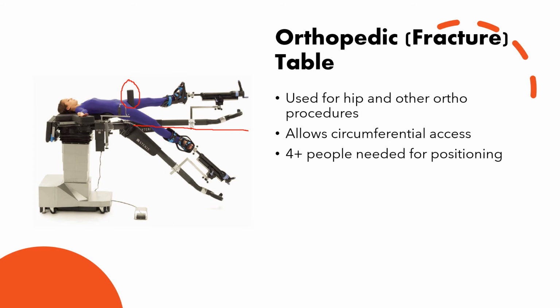Because a lot of the patient is going to be exposed to the environment of the OR, they may use a forced air warming blanket on the patient's upper body. Now, at least 4 people are needed for positioning when manipulating this table. It is kind of a big job. But I have a couple more pictures for you on the next slide, so let's take a peek at that.